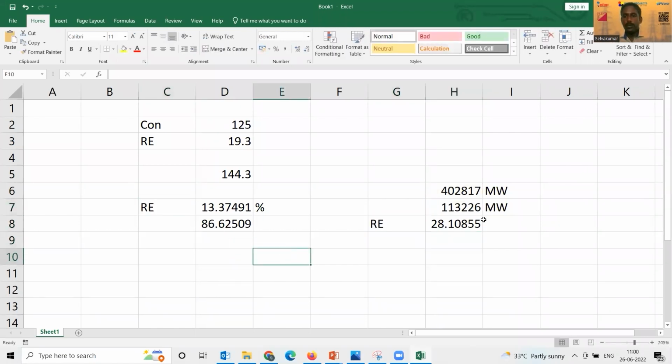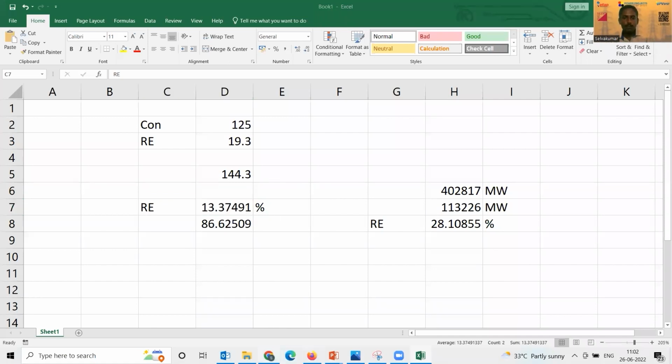Probably two different messages here. From the installed capacity perspective, renewable is already about 28.1% of the installed capacity. Out of 400 gigawatt, about 113 gigawatt comes from renewables. But from the energy perspective, 28% of capacity means only 13% of the energy, not apples to apples, which also gives another interesting piece of information. If we want to meet a higher percentage of the energy by renewables, for example 100% of the energy, then what should be the installed capacity which we should have?